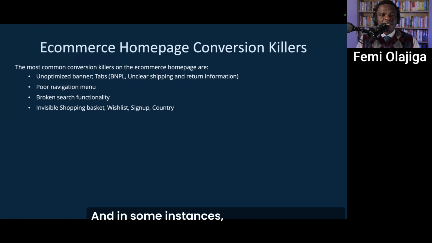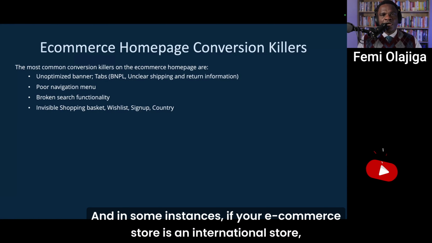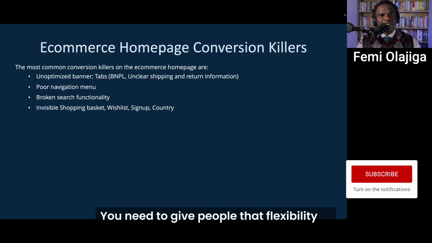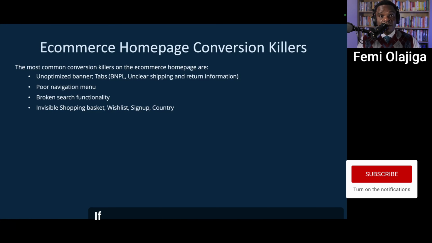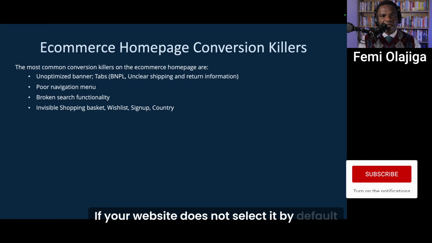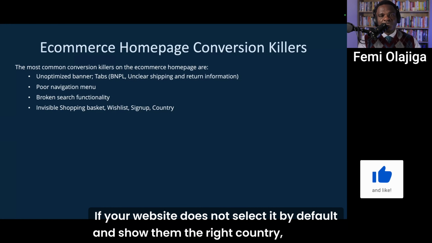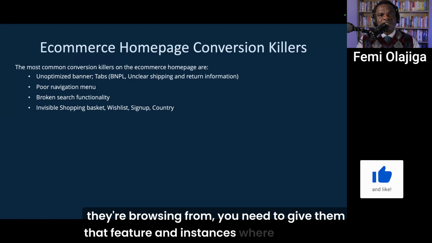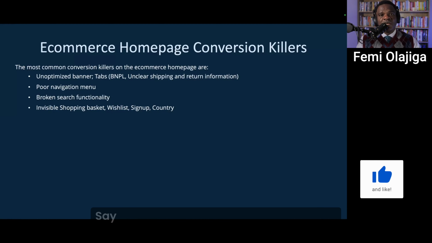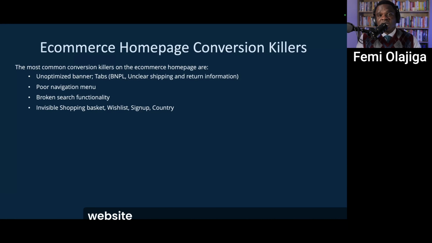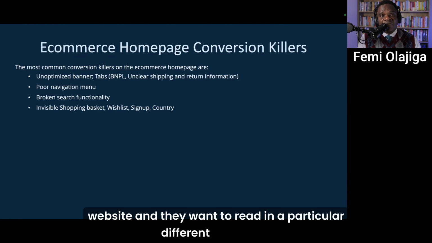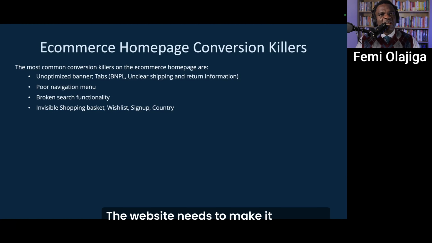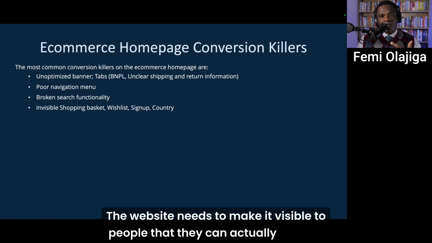And in some instances, if your e-commerce store is an international store, you need to give people the flexibility to be able to select the country. If your website does not select it by default and show them the right country wherever they're browsing from, you need to give them that feature. And in instances where people want to change languages, say for example someone is in the UK and it's an international website and they want to read in a different language, your website needs to make it visible to people that they can actually do that.